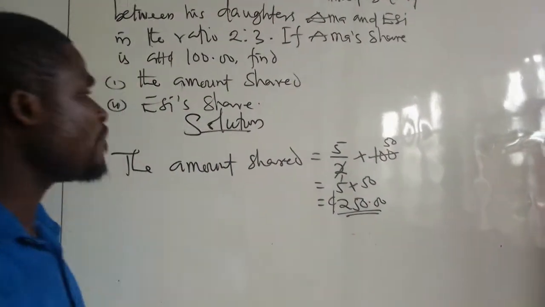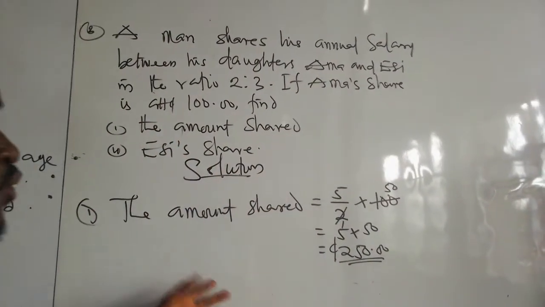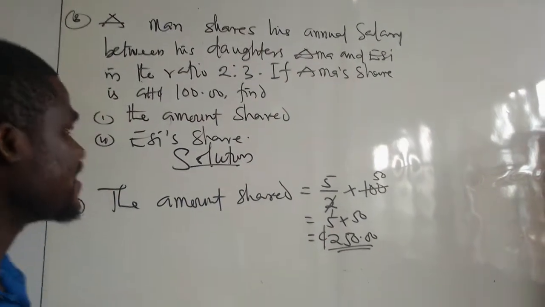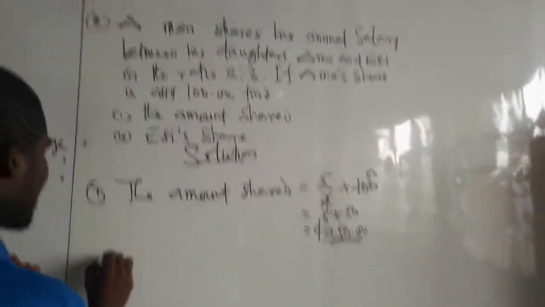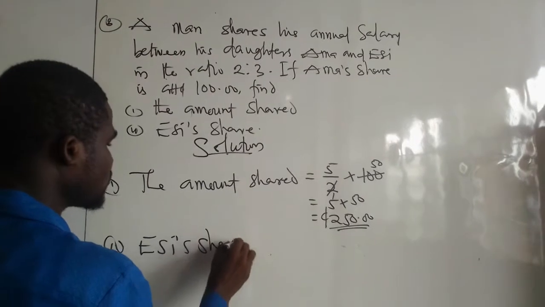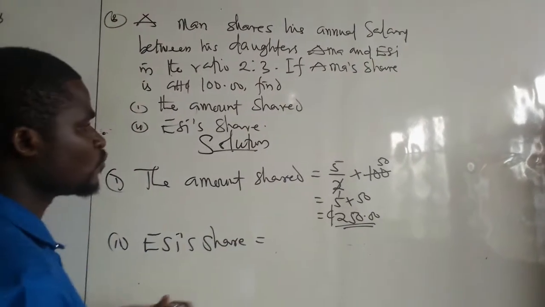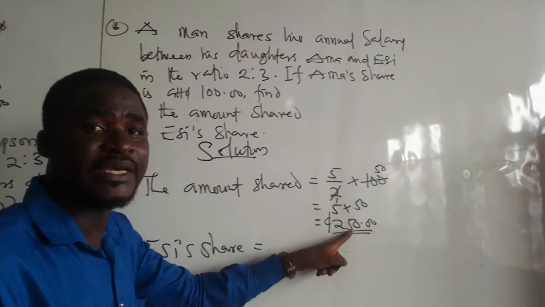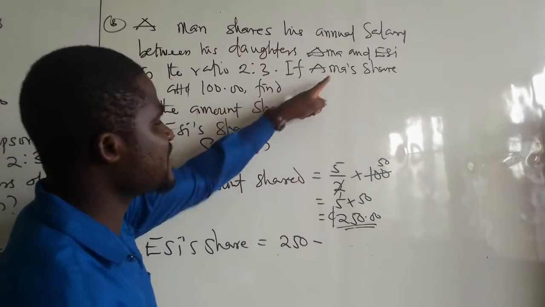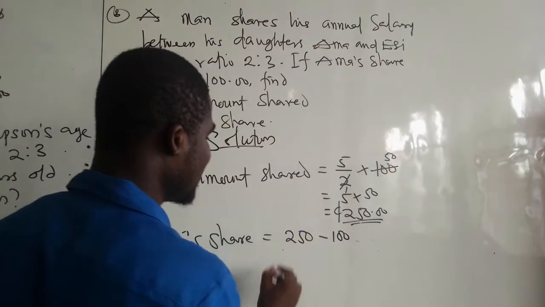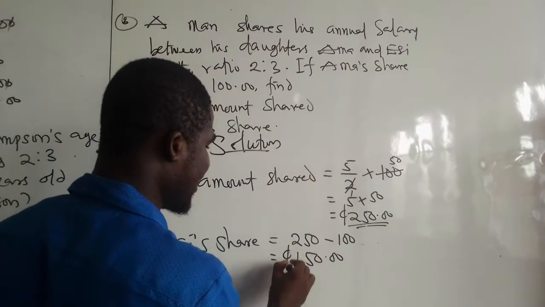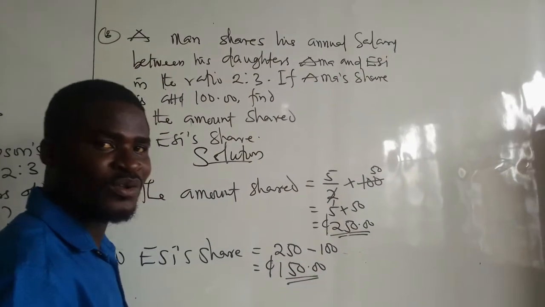So it means that the amount shared is equal to what? 250 Ghana cedis. Now the second question says find S's share. S's share is equal to, now we know the amount shared, so 250 Ghana cedis minus Amber's share. That's 100 Ghana cedis. Which will give us what? 150 Ghana cedis. Okay? So that's all.